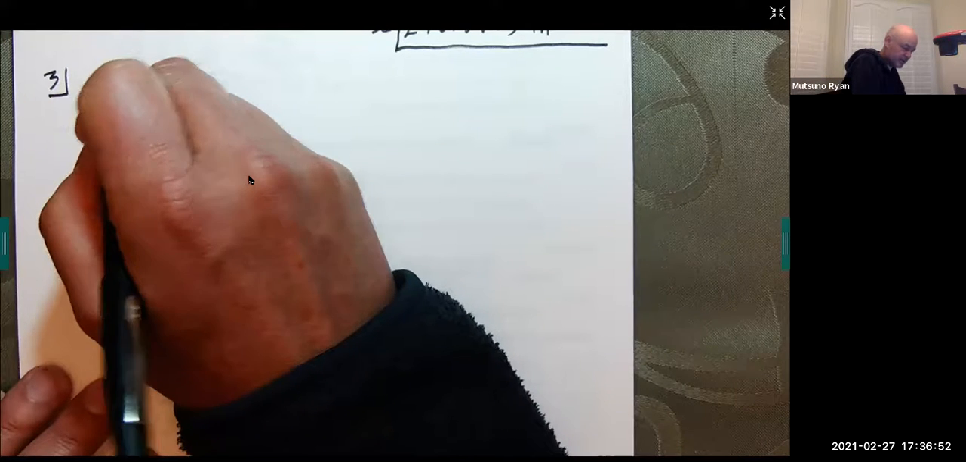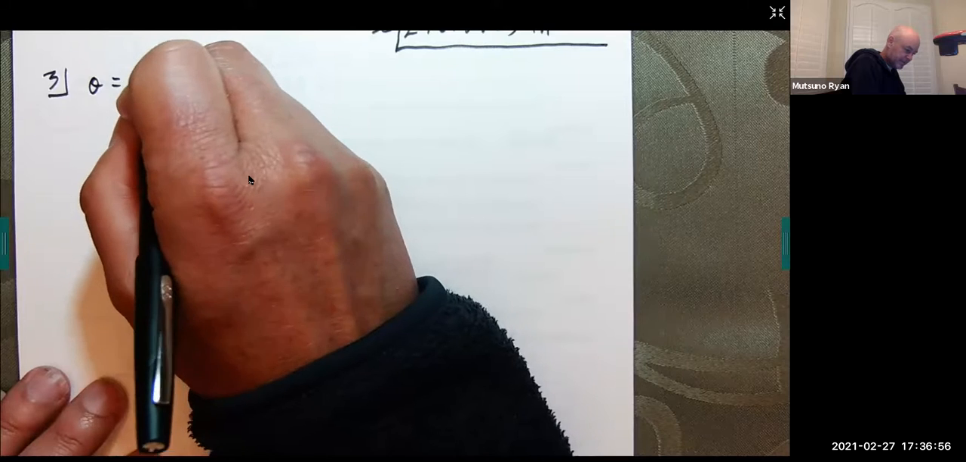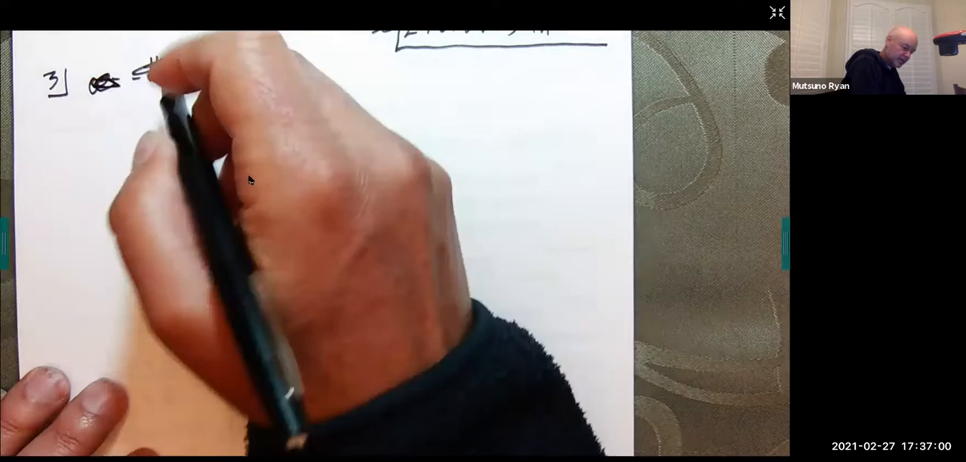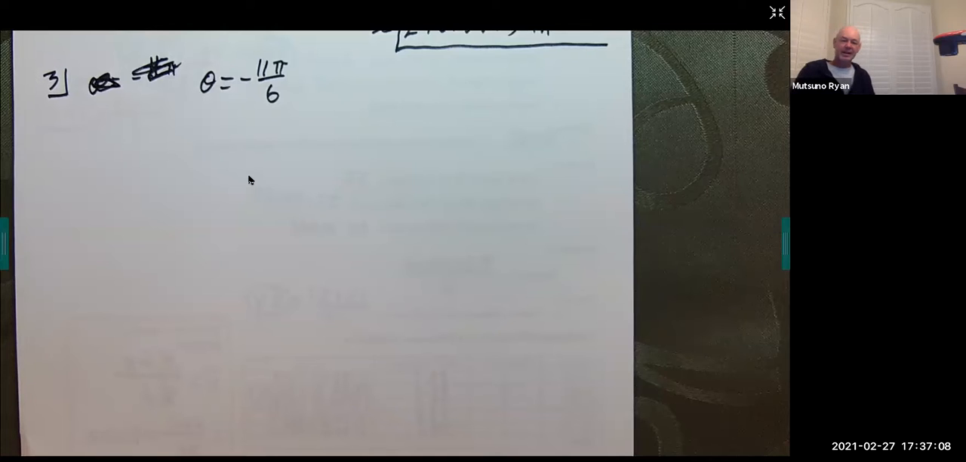For number 3, we have several questions being asked. So they say if theta is negative, let's start again. Theta is negative 11 pi over 6. They want us to find sine, cosine, tangent, and secant of theta. I'll get to that in a second.